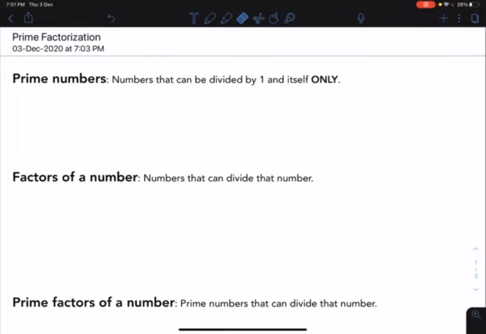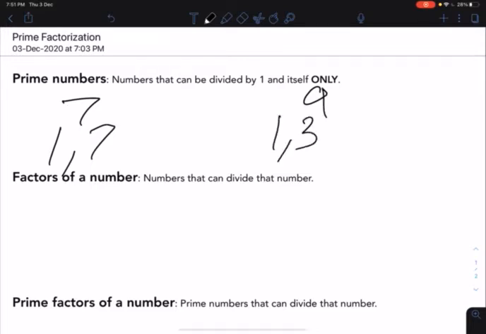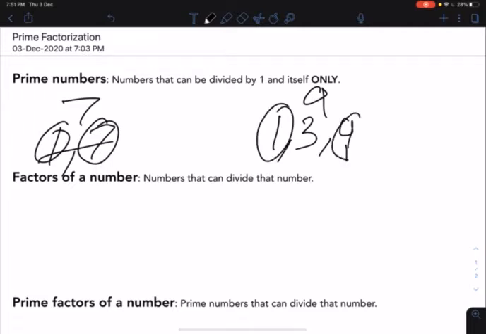Prime numbers are numbers that can be divided by 1 and itself only. One example of a prime number is 7. 7 can be divided by 1 and 7 itself. And let's take a look at a non-prime number. For example, we have 9. 9 can be divided by 1, 3 and 9. 7 can be divided by 1 and itself, so it's a prime number. 9 can be divided by 1, 9 and 3, which is not a prime number.